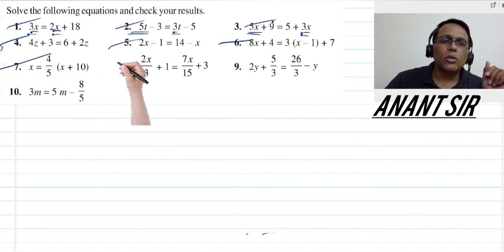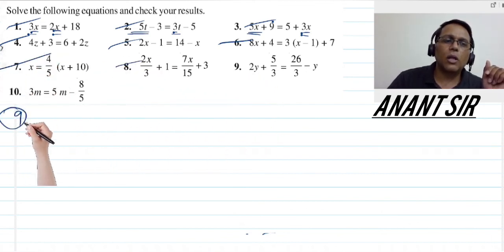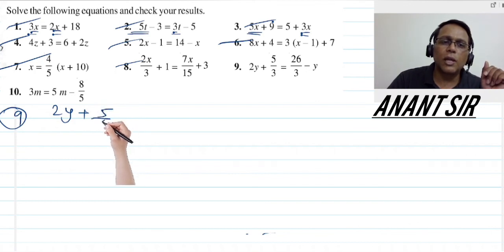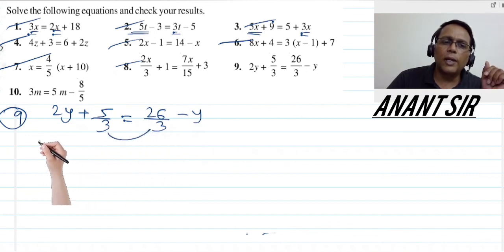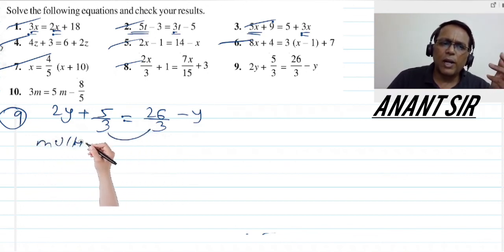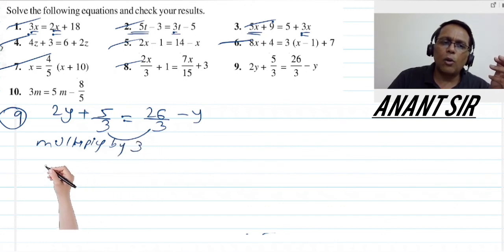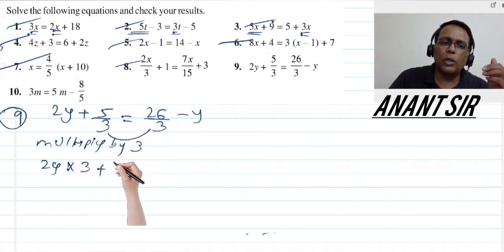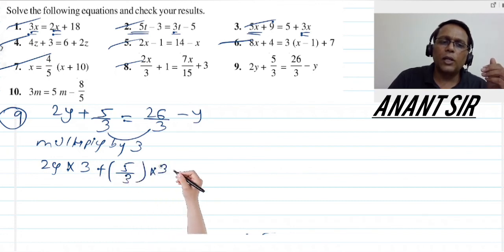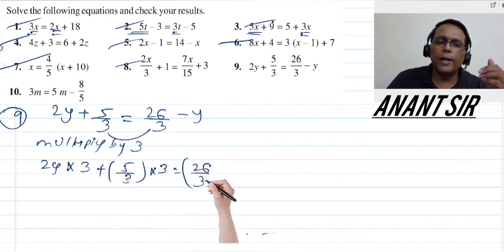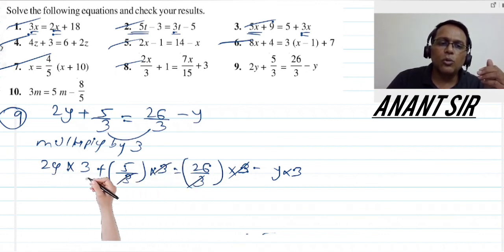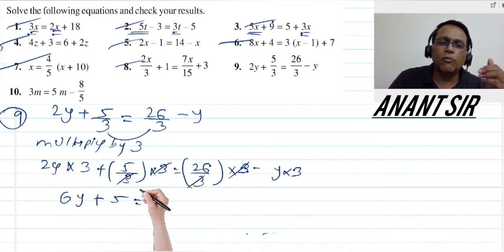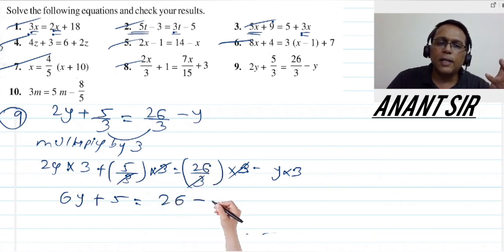Now I have done question 7, question 8 also. I am telling question 9 now. I am going to use the same method. 2y plus 5 by 3 equal to 26 by 3 minus y. Now the denominator is same, so just multiply by that denominator 3. 2y into 3 plus 5 by 3 into 3 equal to 26 by 3 into 3 minus y into 3. See, this 3 gets cancelled here, here also. So 2y into 3 is 6y plus 5, 26 remains as it is, and this is 3 into y is 3y.